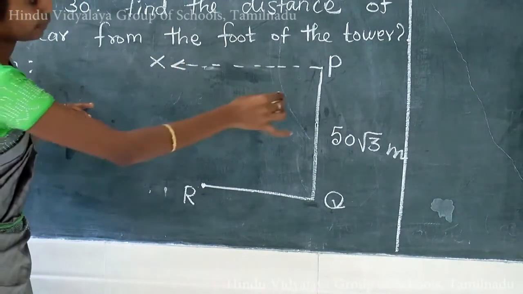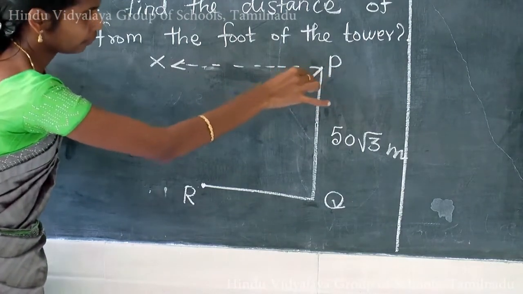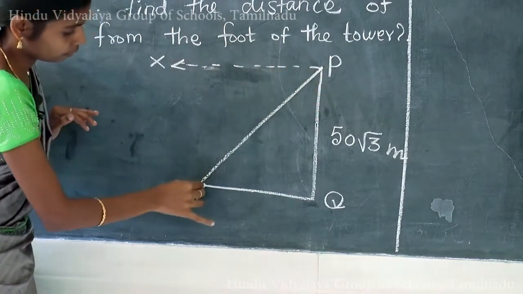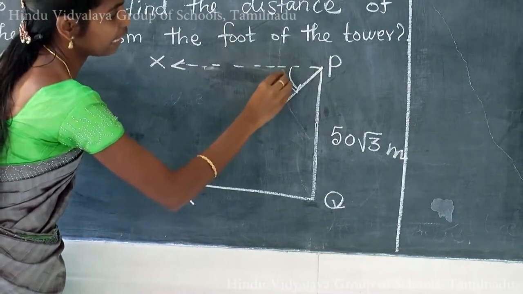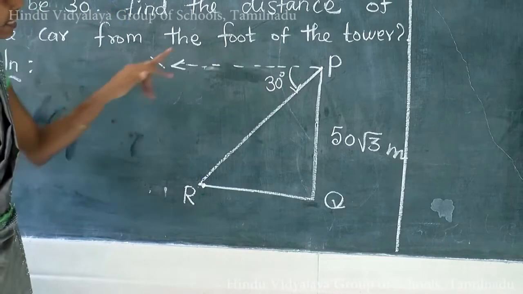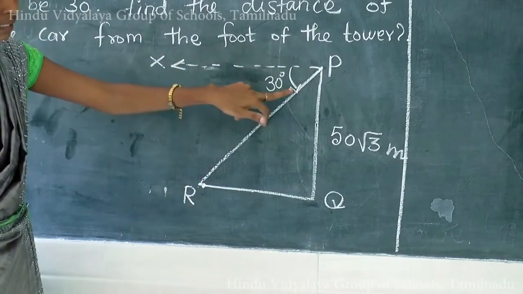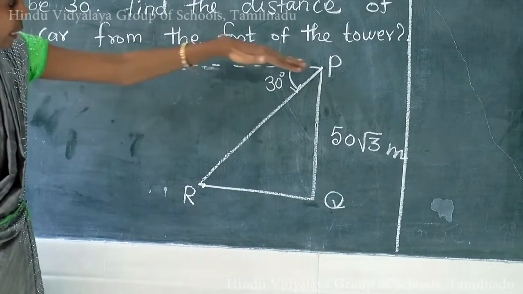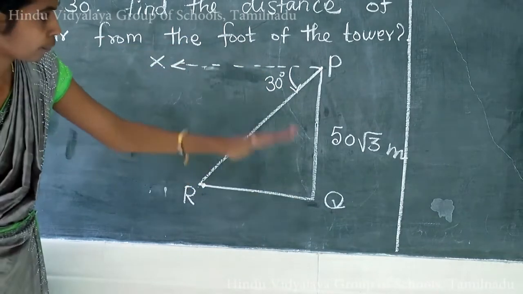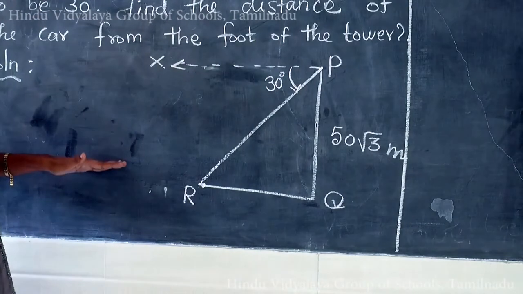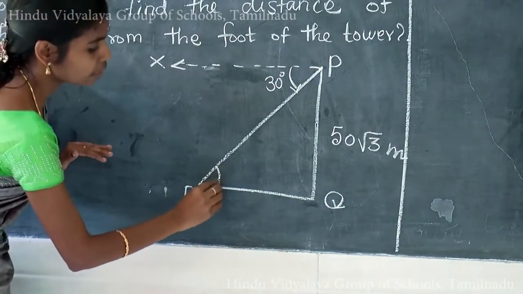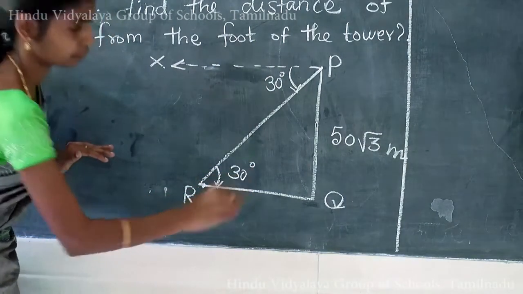Now join the line of sight. So P is the point of observation and he is looking at the car. Then this angle is 30 degrees. That is, the angle of depression is 30 degrees. Angle XPR is 30 degrees. So now XP is parallel to RQ and PR is the transversal. So by interior alternate angles, angle R is also 30 degrees.